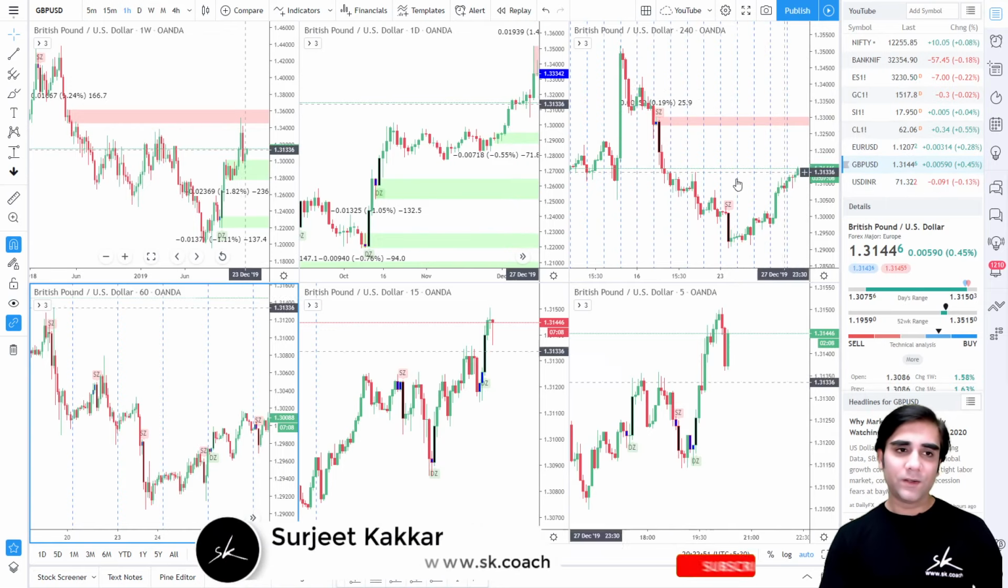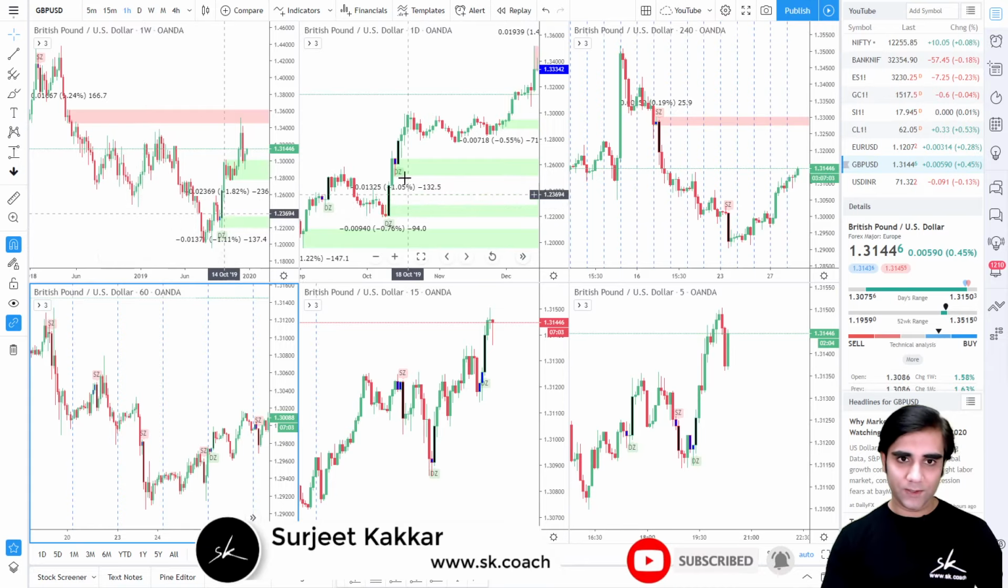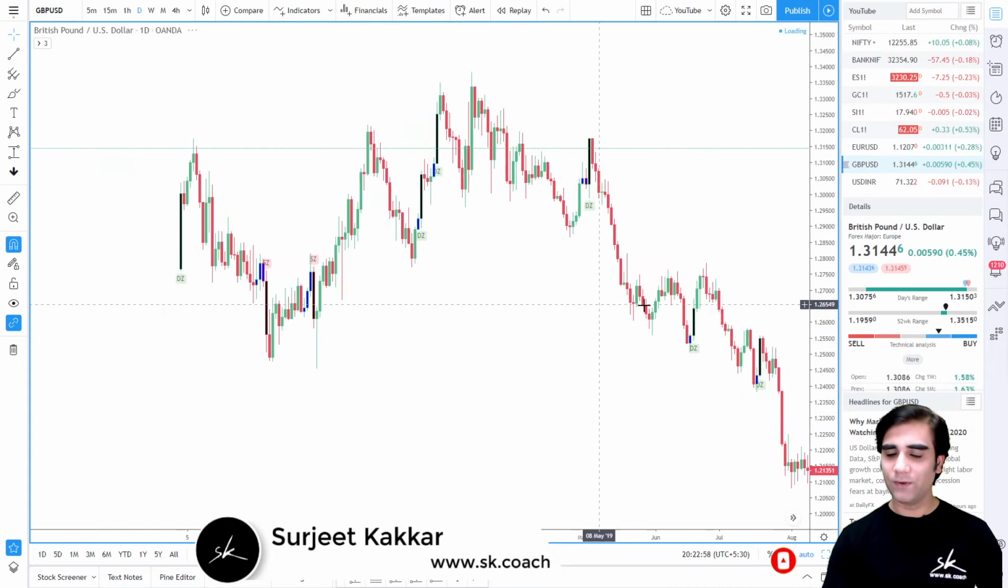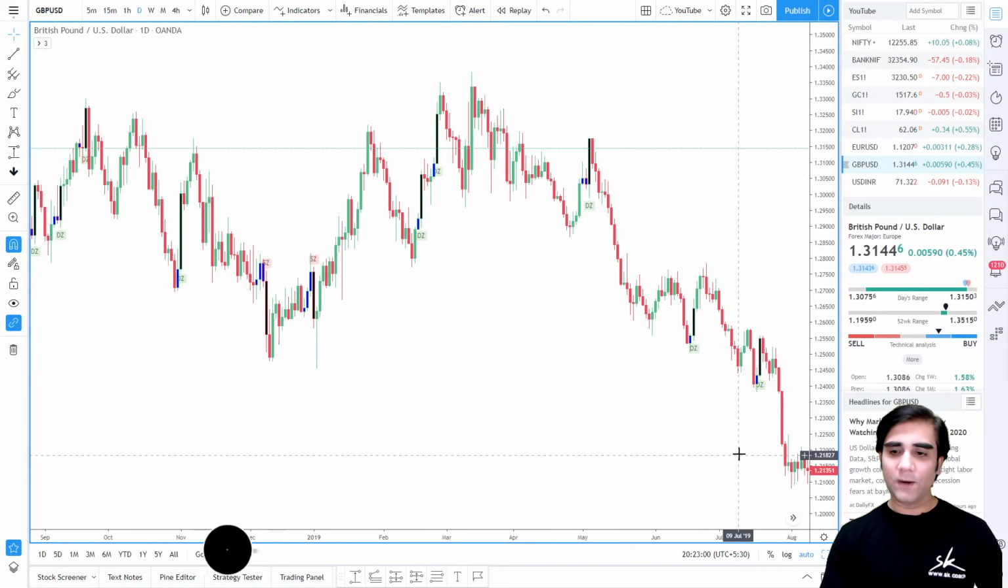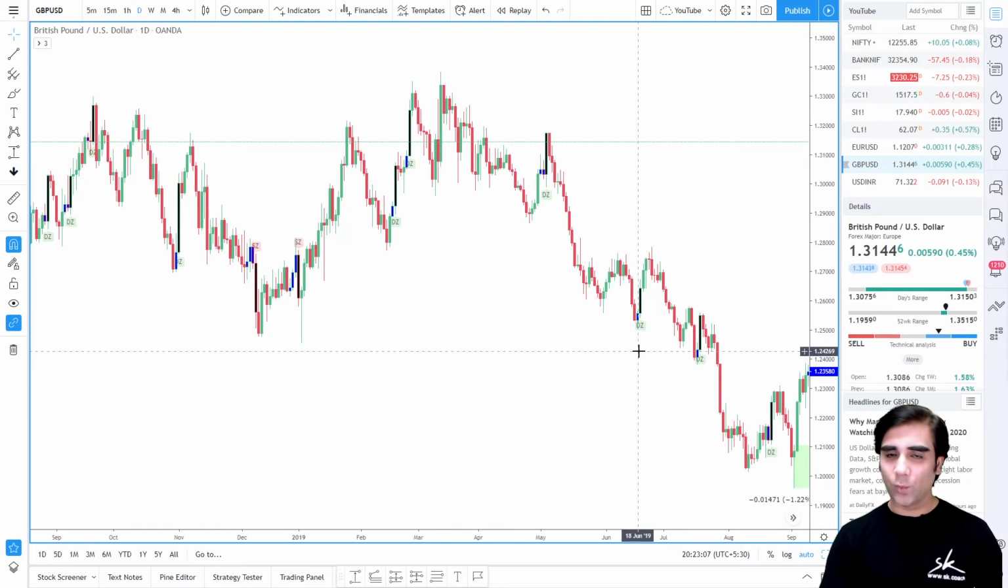Similarly, if you are in a markdown phase, we can take as an example maybe somewhere around here. Can you see we were in a markdown phase? In that markdown phase, probably you can wait for some retracements to happen, and those can be your opportunities to plan short trades. So that is one example.